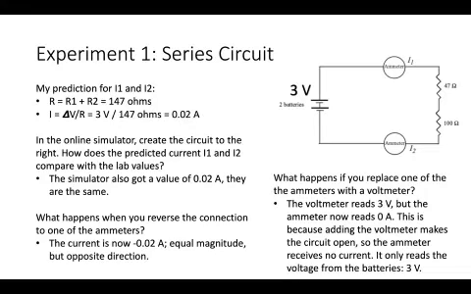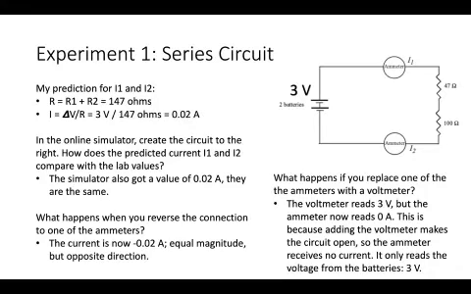How does the predicted current I1 and I2 compare with the lab values? The simulator also got a value of 0.02 amps, and they're the same. What happens when you reverse the connection to one of the ammeters? The current is now negative 0.02 amps, which is equal magnitude but opposite direction.